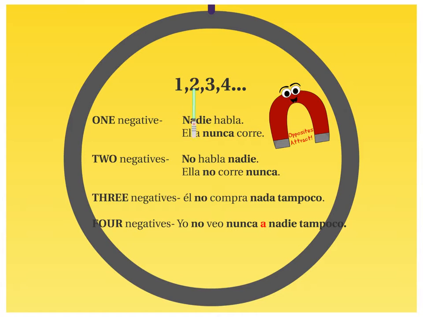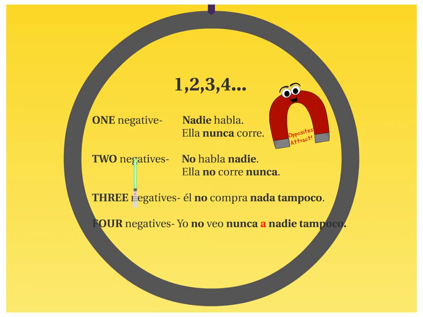Okay, so we've got 1, 2, 3, 4 negatives. For this, with one negative, you can start it with a negative word. Nadie habla. I don't need to say no, nadie habla. Or if I said ella nunca corre, she never runs. Those negatives are just fine to use as only one negative.